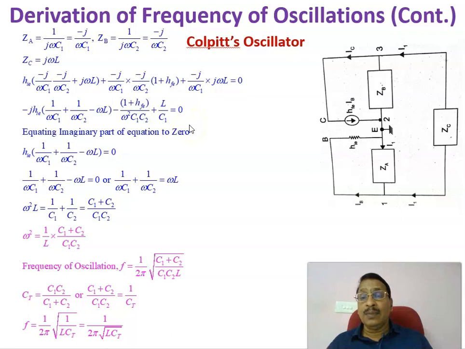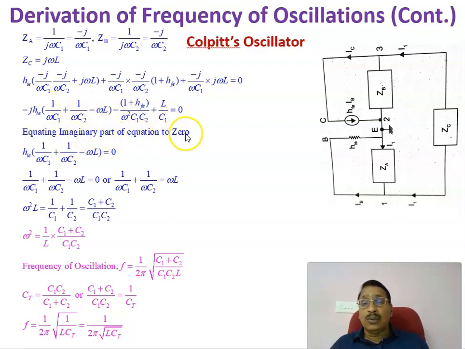So this is the condition to be satisfied to get A beta equal to 1, or to get sustained oscillation. Now from this equation, when you equate the imaginary part to 0, you get the condition for the output frequency. Then you have to equate the real part to 0, and then you will get the condition to get sustained oscillation.